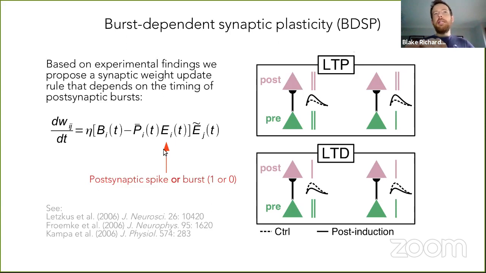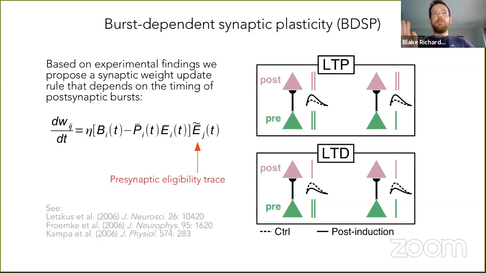This variable here, E, is what we call the event variable. It indicates whether or not the postsynaptic cell engaged in either a spike or a burst. So it is one if either a spike or a burst occurred in the postsynaptic cell at time step T. And then we have our presynaptic eligibility trace. So this is just effectively a low pass filter of the events from the presynaptic cell. So whether they are spikes or bursts, we filter that trace, and then this is our eligibility trace. So this is our weight update.